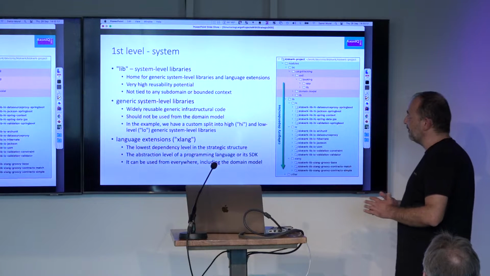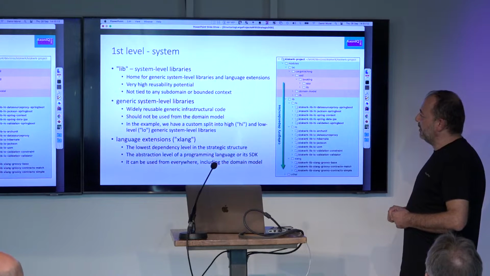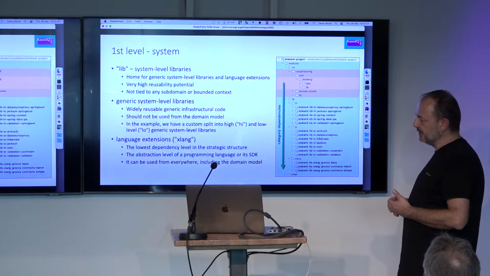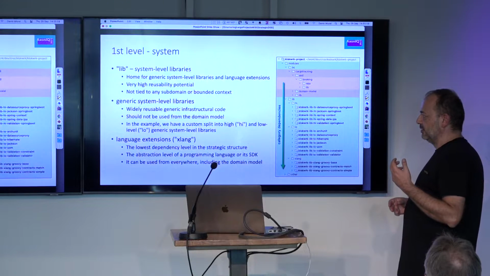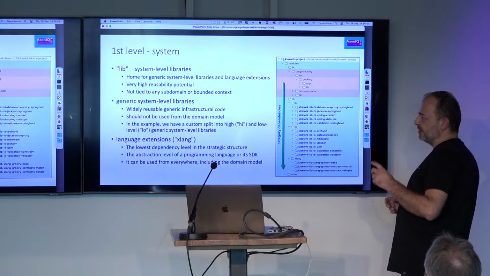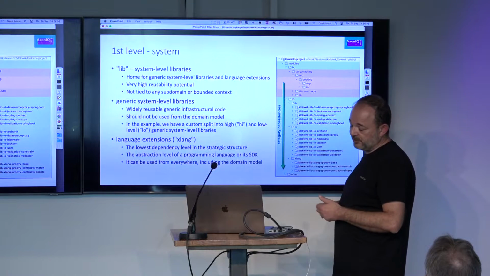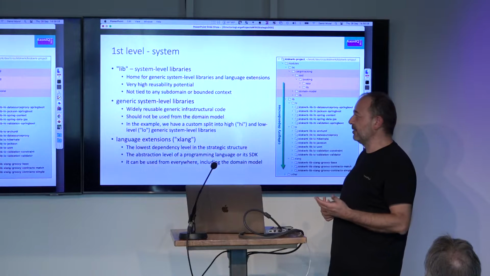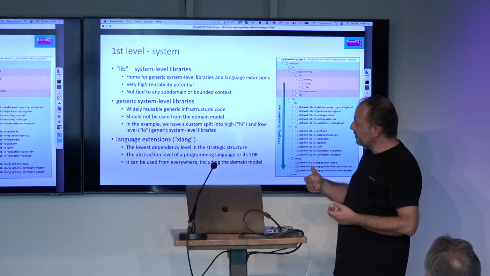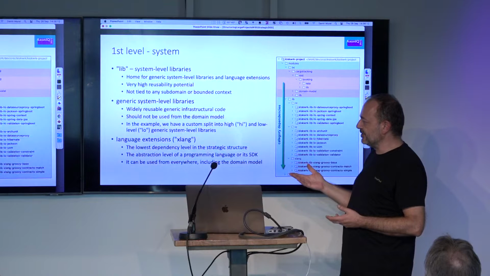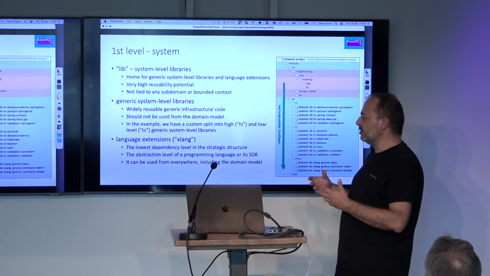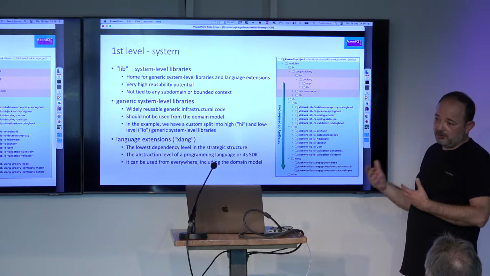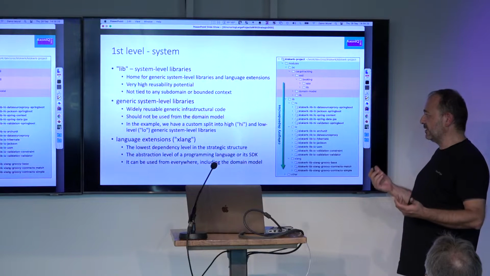So on the first level, we have system level libraries. And there are actually two groups of that kind of modules. For lack of a better name, the first one is called generic system level libraries, and the second one is language extensions. Both of those groups have very high reusability potential, and if they are useful, you may use them even outside of your project.